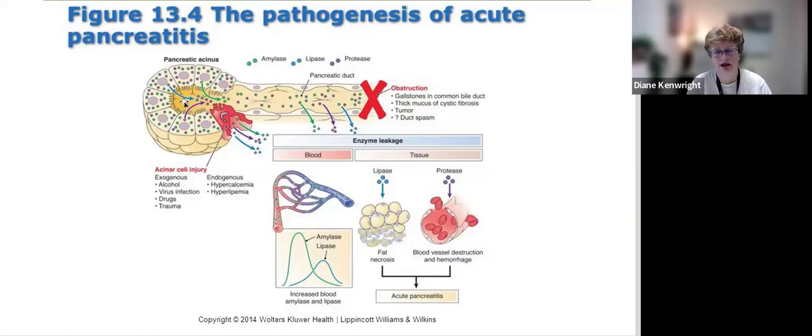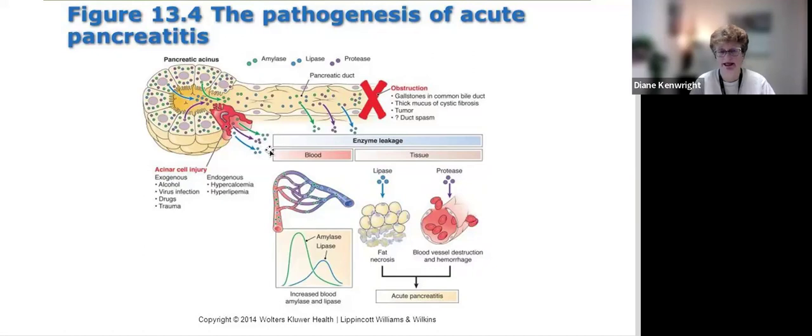So everything backs up, right? So we get this high pressure system backing up. We get enzymes leaking into the blood, so we can detect them, and into the tissue where it causes problems. The backup also causes damage to the actual acinar cells. Plus, acinar cells can be damaged directly by alcohol, viruses, drugs, trauma, and some hypocalcemia and hypolipidemia. And they can also leak things directly into the blood.